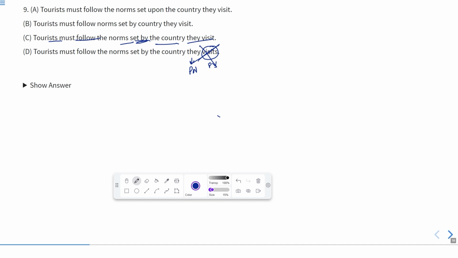In B's sentence, tourists must follow norms. Here we should use "the" before "norms", because we are talking about some particular norms set by the country. So these are the mistakes of the definite article, and B cannot be the correct answer. Also, "set upon" is not the correct phrase. "Set by" is the correct phrase. Therefore, according to this situation, C is the correct answer: tourists must follow the norms set by the country they visit. It means whichever country they visit, the norms set by that particular country, tourists should follow those norms.